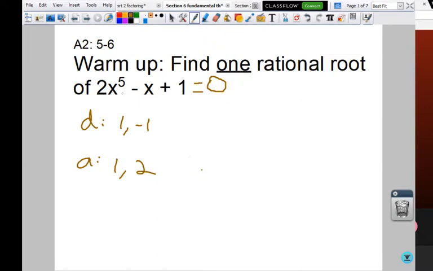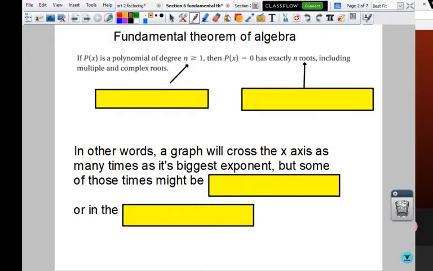Okay, so we are going to be learning the fundamental theorem of algebra today. Do you know what fundamental means? Basic, yeah, that's close. In this case, fundamental means like the foundation, like your very foundation. If you don't have this, you don't have anything. So it's kind of important, and it's actually not that big of a deal.